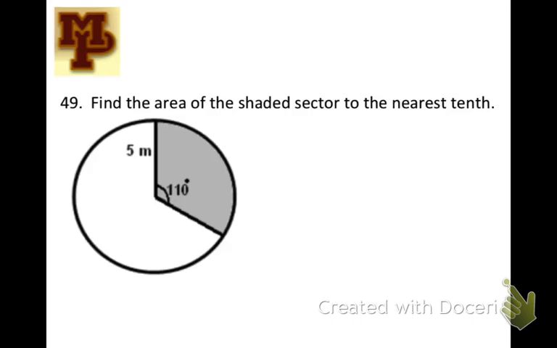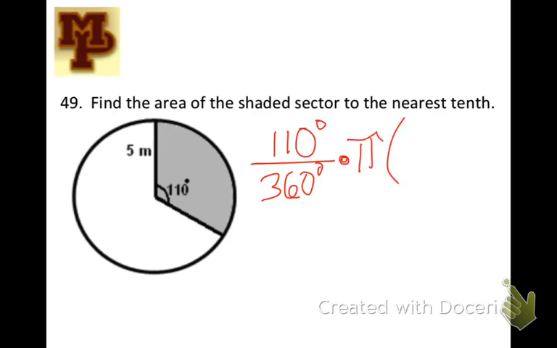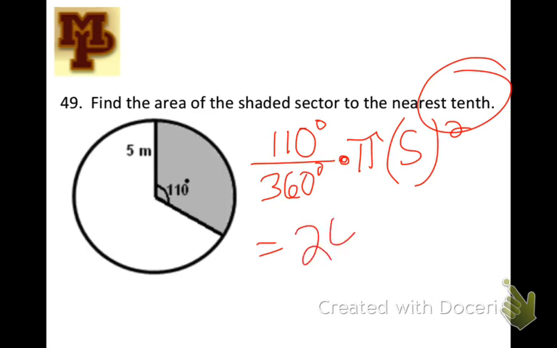Area of a sector, we did one of those already, so that should be 110 divided by 360 times pi r squared. So pi 5 squared to the nearest tenth this time. So we just multiply it all together and get a decimal. What does it turn out to be? 24.0, and that is square meters.